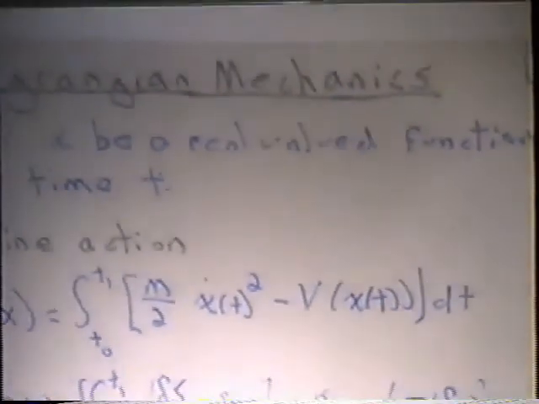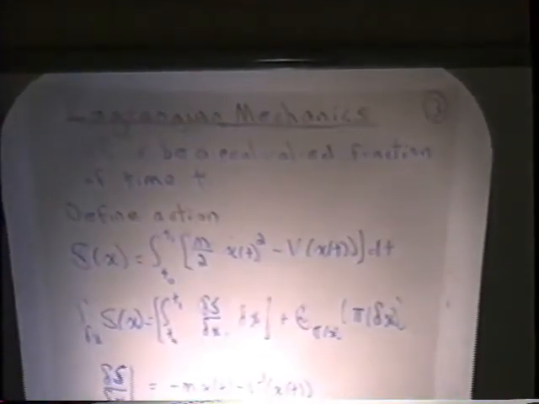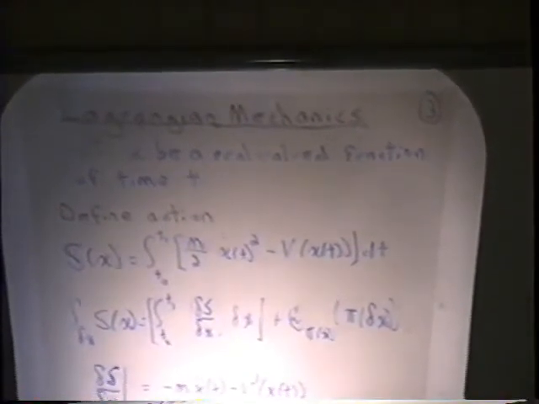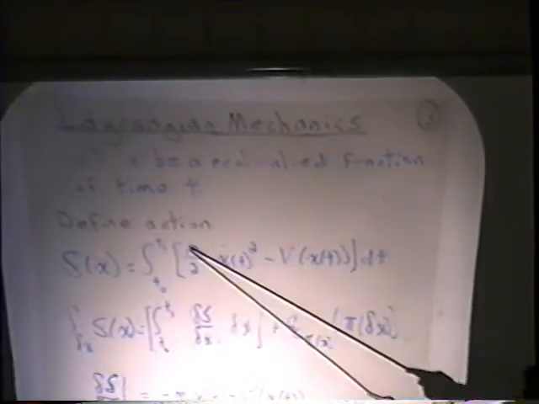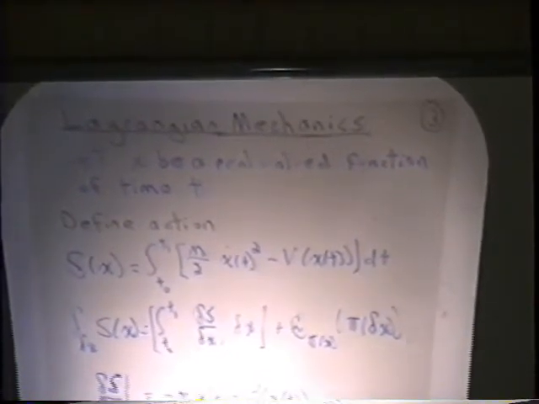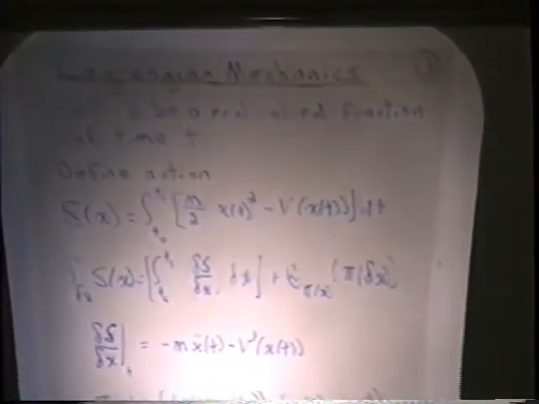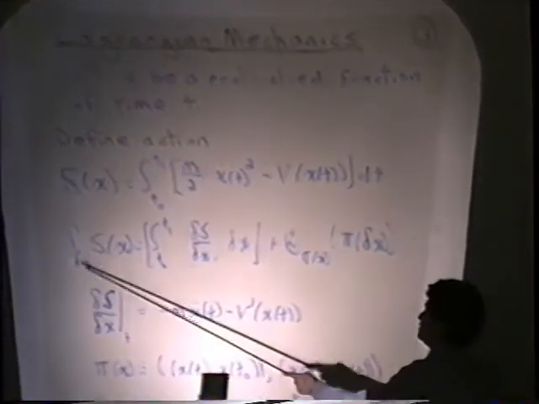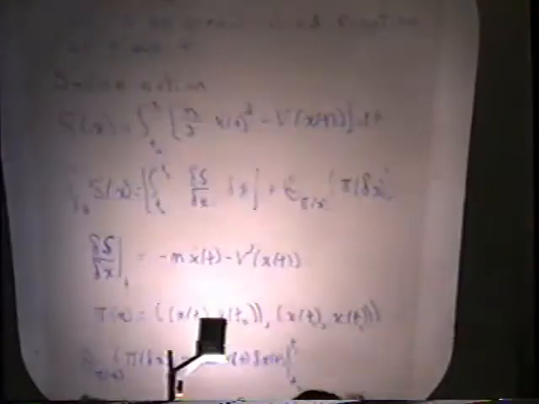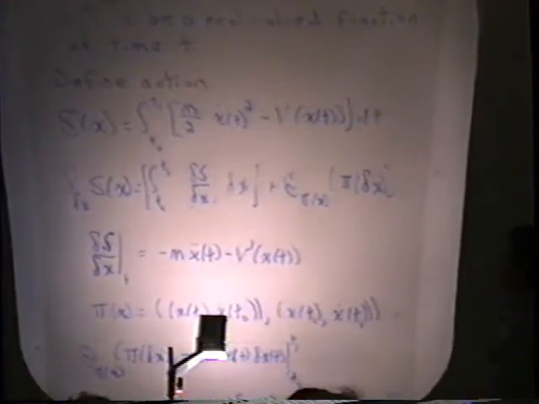In the simplest example, let x be a real-valued function of time, and I will define an action. This means a function of this path x to just be the integral over time of m/2 x dot squared minus a potential function of x. In looking at variational principles, physicists look at the variation of the action S under a variation delta x of the path x. So this is just a directional derivative on this infinite dimensional space of paths.